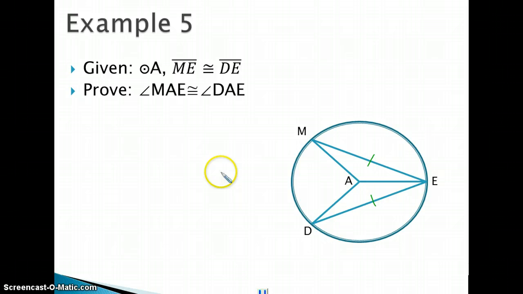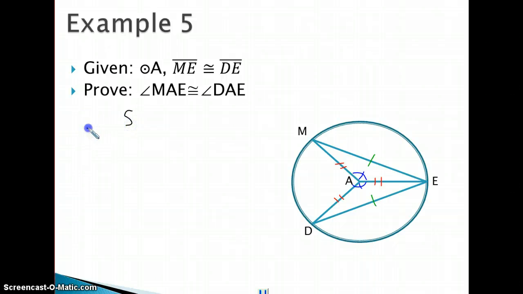So we just said in a circle that all the radii are congruent. So if it's circle A, that means the center is at A. Any segment I draw from A to the edge of the circle has to be congruent to any other. So I know that AE, AM, and AD are all congruent. So if you look at my triangles now, my triangle MAE and triangle DAE, I actually have 3 pairs of sides congruent in both of them. So my next step then is to take that information and turn it into a proof and show that angle MAE and DAE are the same.